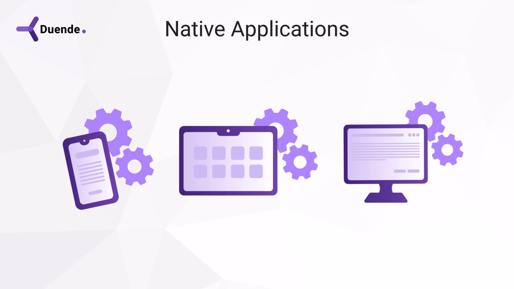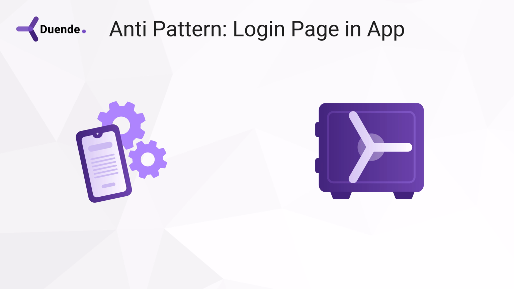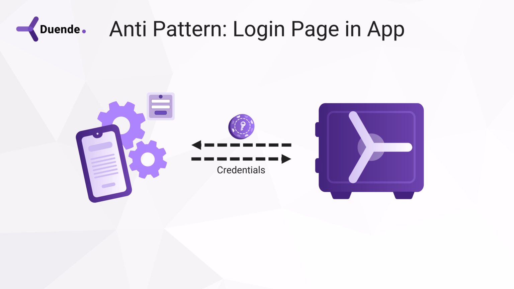So how can a native app interact with the authorization server? A common but flawed approach is to create a login page in the application, let users enter credentials there, and send them over to the authorization server to get the tokens. While this flow, called the resource owner password flow, was supported in earlier versions of OAuth, it is now deprecated in OAuth 2.1 for good reason.